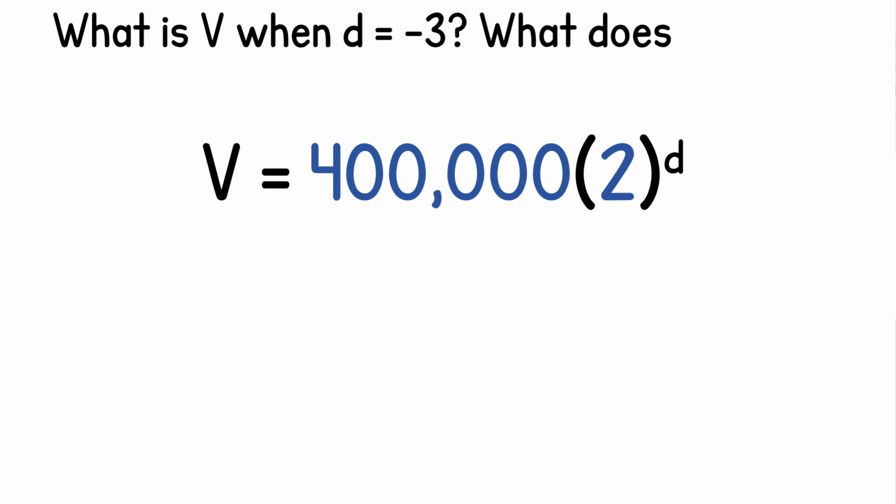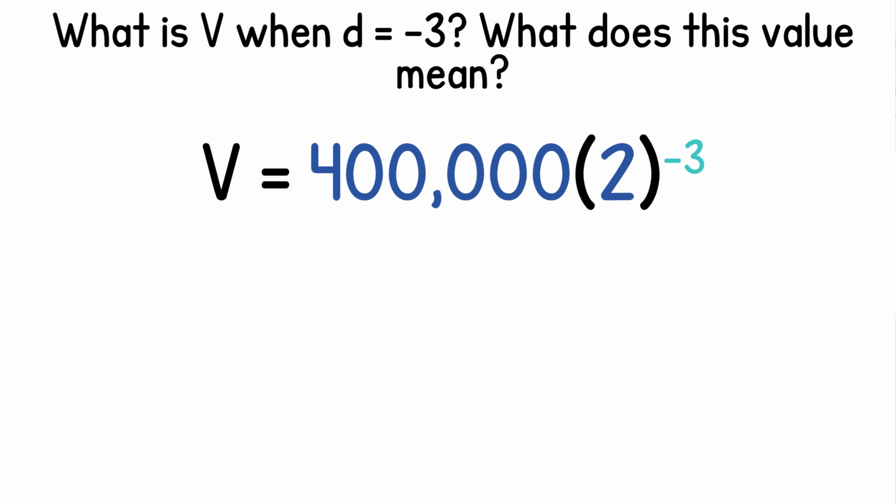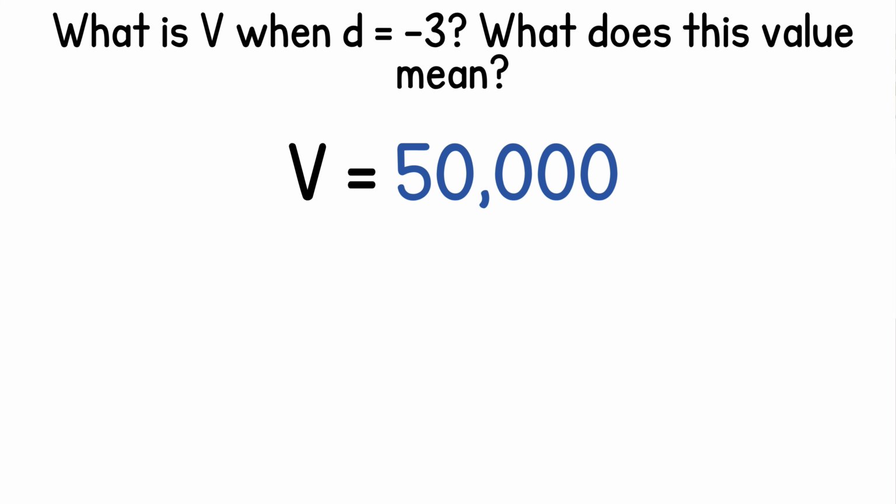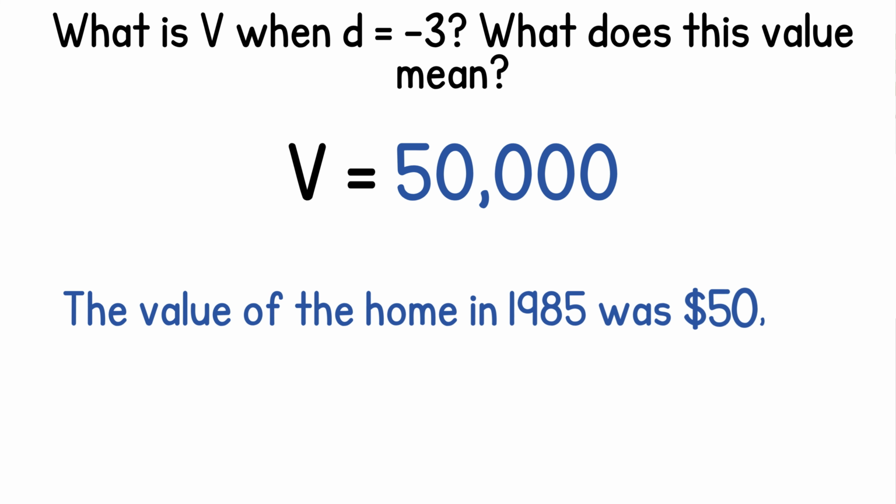What is v when d equals -3, and what does this value mean? So we'll take our function and replace d with -3 this time, which will give us 1 over 2 to the positive 3. And 2 to the third power gives us a value of 8. Multiplying 1/8 times 400,000 will give us a value of 50,000. So the value of the home in 1985, which was 3 decades ago, was $50,000.